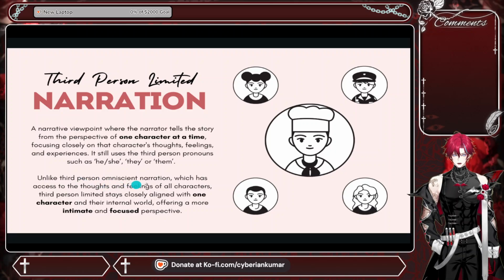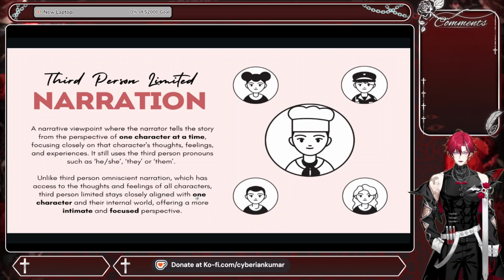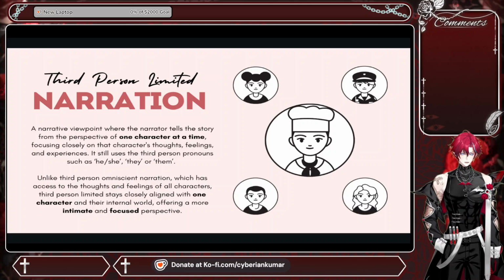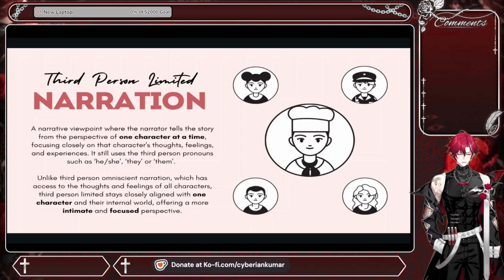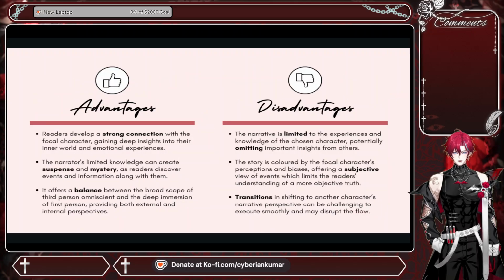Unlike the third person omniscient narration, which has access to all thoughts and feelings of all the characters, the third person limited stays closely aligned with one character. So in this, you're closely aligned with one character at a time and their internal world, offering a more intimate and focused perspective when you're using third person limited narration, right? Now let's see the advantages and the disadvantages of it.